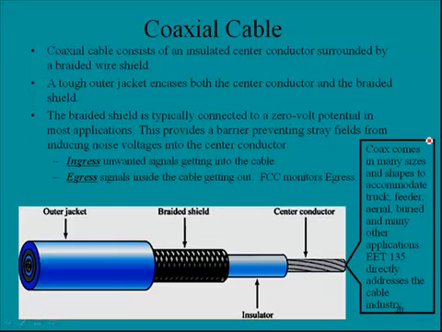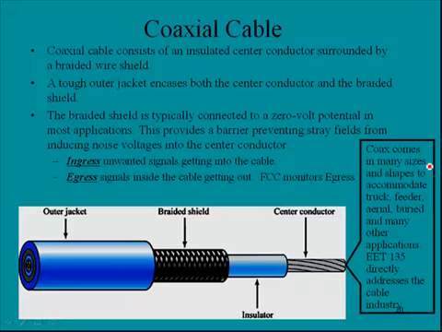It's not addressed in your book, but there are a couple of things that influence cable. One of them is ingress, and this is unwanted signals getting into the cable, and hopefully the braided shield will prevent that. Also, there is egress, and that is the phenomenon of signals that are supposed to stay inside the cable getting out of the cable, and the FCC actually monitors egress.